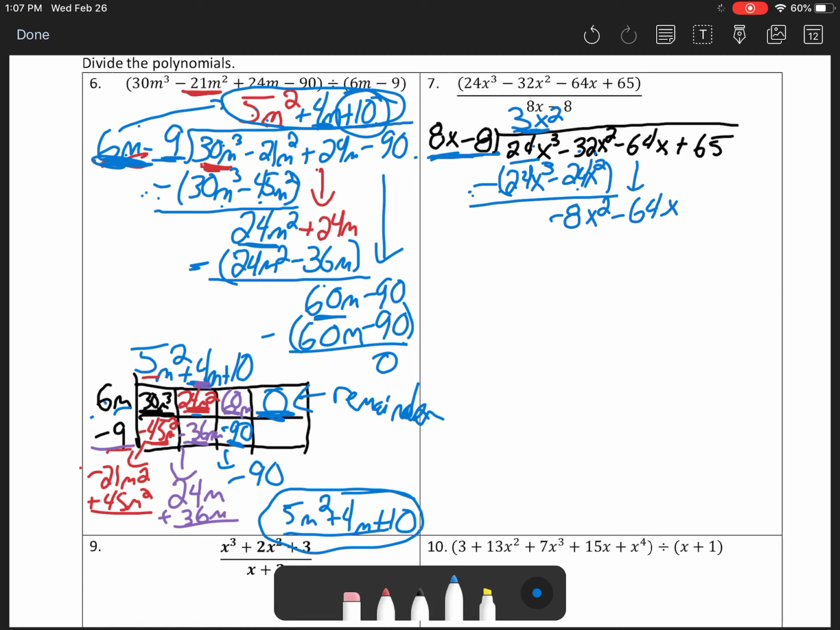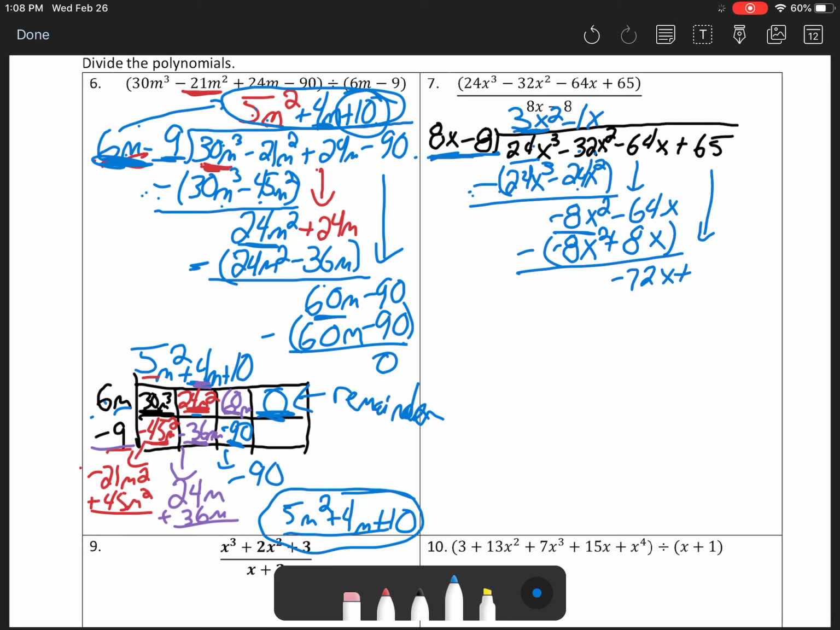You do the same thing. 8 goes into negative 8x negative 1x, or just plain negative x times. I multiply this, so it's going to be minus, negative 1 times 8 is negative 8. X times x is x squared. Negative 1 times negative 8 is plus 8x. I subtract these, and I end up with negative 72x. So negative 64 minus positive 8 is negative 72.